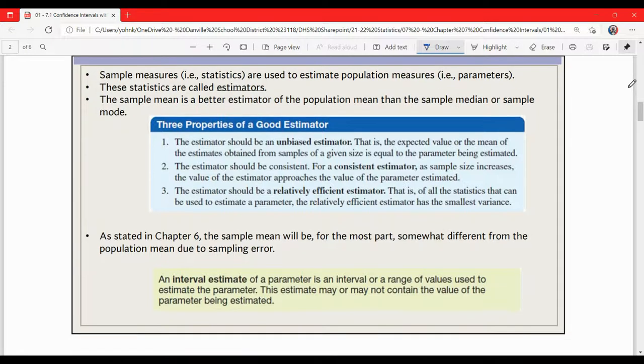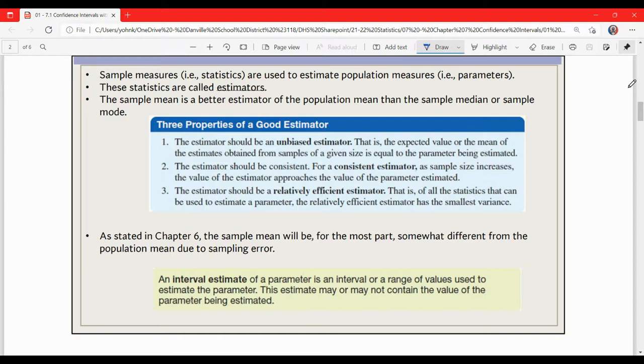Now, these sample measures or statistics are used to estimate population measures or parameters. They're called estimators. And the sample mean is a better estimator of the population mean than the sample median or the sample mode, because a good estimator will have three properties. The first property is that the estimator should be an unbiased estimator. That is, the expected value or the mean of the estimates obtained from samples of a given size is equal to the parameter being estimated. It's not skewed in any way by any of the data values.